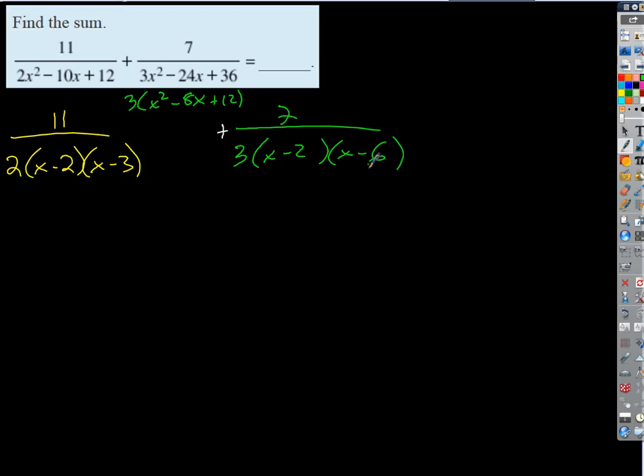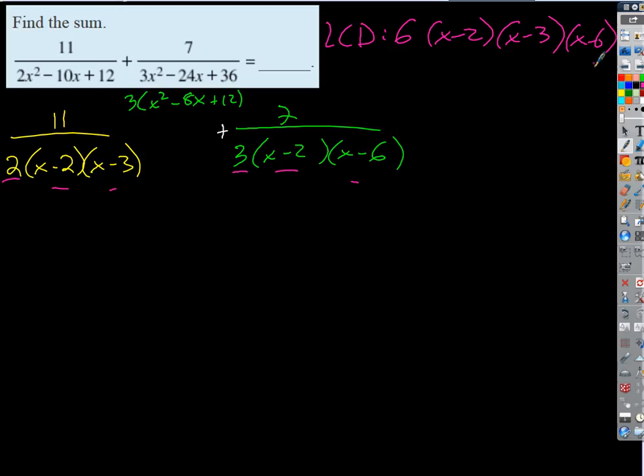Okay, so then when we're adding stuff up, we just want a common denominator, right? So our common denominator is going to be, we can write it down if we want to. Probably a good idea. What's it going to be? What's the least common multiple of the numbers? 6. Okay, and then we're going to need to have all those factors that are included. So there's a shared factor, here's our x minus 2, here's our x minus 3, here's our x minus 6, right?